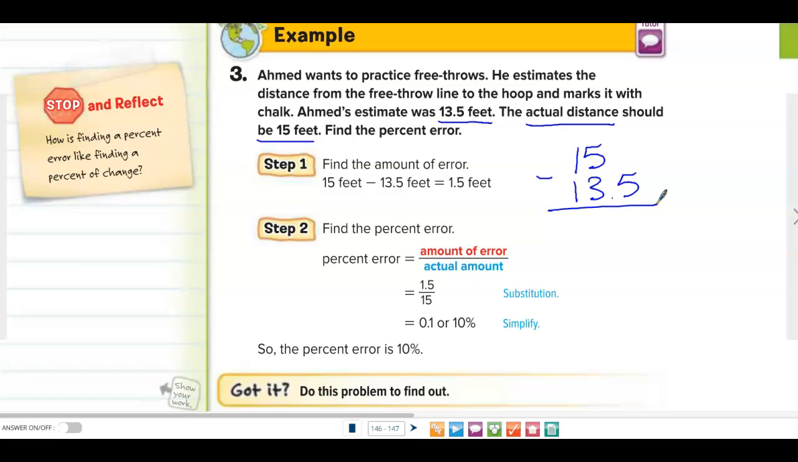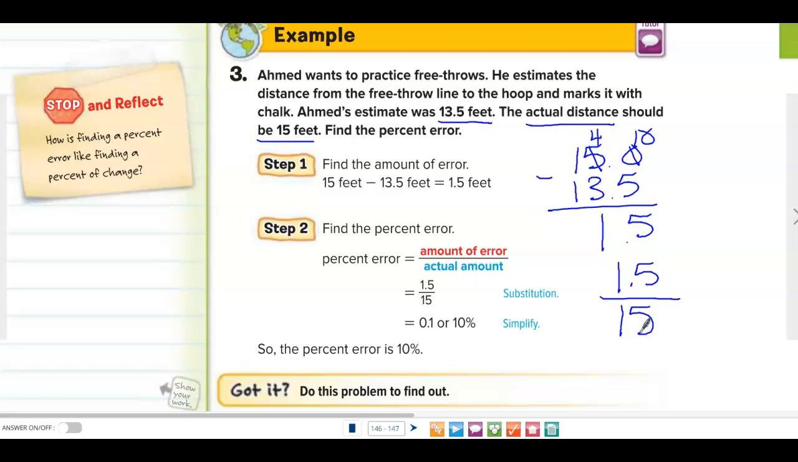You can type it into a calculator, or you can do it yourself. So 10 minus 5 would be 5, or 15 minus 13 would be 1, and then we'd be left with 5/10. So this is the amount of error. This is how much he was wrong. It'd be 1.5. Yep. So 1.5 is our amount of error. What was the actual distance? Correct, 15.